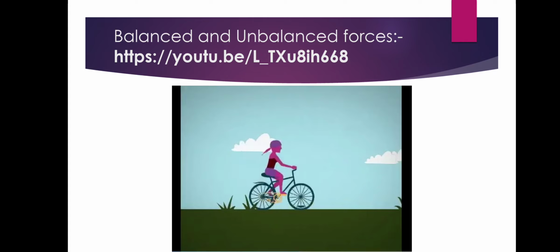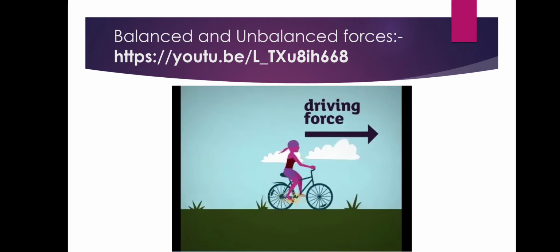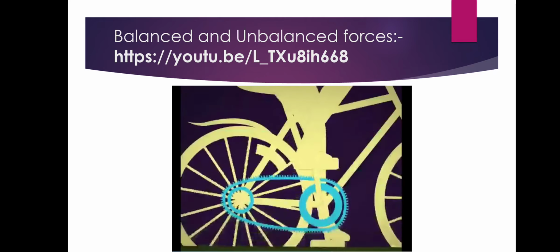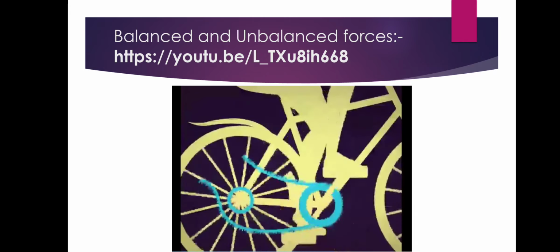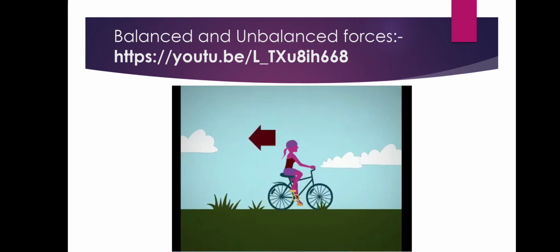When forces are balanced, there is no change in speed or direction, but it is still possible for something to be moving. This bike is travelling at a constant speed. The driving force is the same size as the resistive forces. The forces are balanced. What happens if the chain breaks and the driving force stops? The forces are now unbalanced. This changes the speed of the bike. The bike will decelerate and eventually stop.